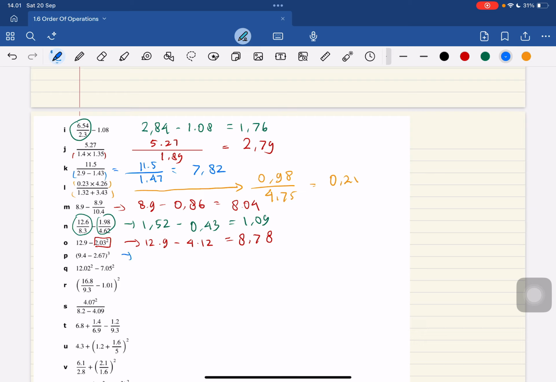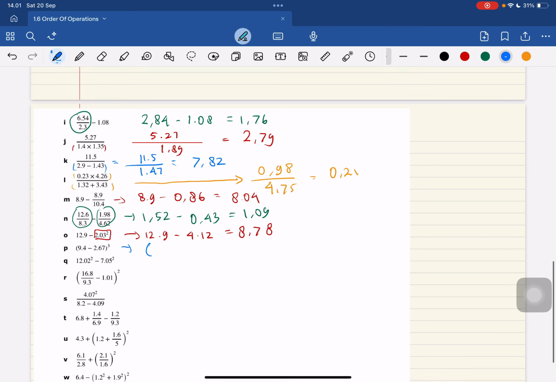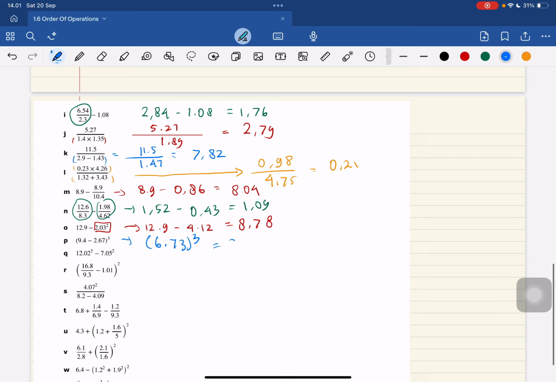Okay, next question. Remember, bracket and indices. Bracket is higher than indices. So calculate inside. 9.4 minus 2.67 will give us the answer 6.73, and then we make it power of 3. So the answer is going to be 304.82.